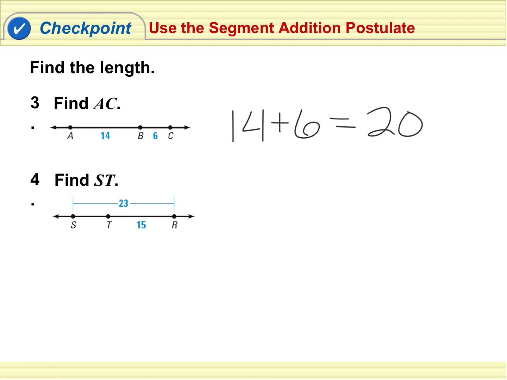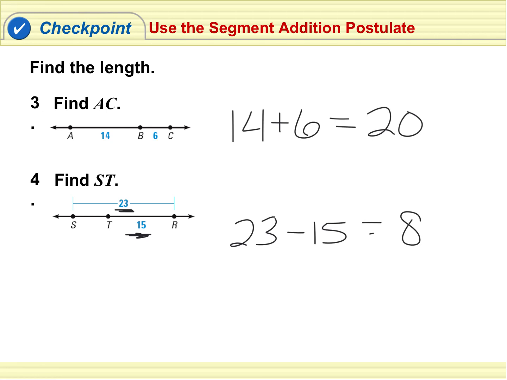Number 4, we want to find ST. It gives you the whole segment, which is 23, and then it gives you TR, a part of it. How do we find the other part? So, take 23 minus 15. Always take that top number minus the bottom number, the part. What's 23 minus 15? 8.